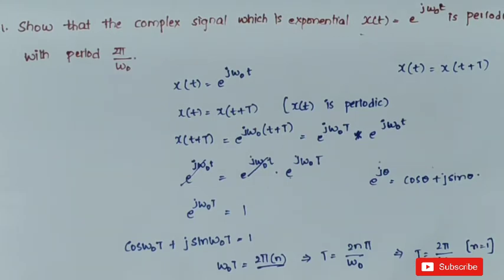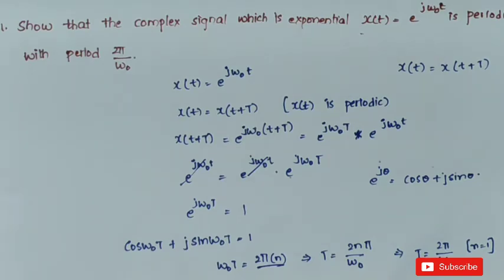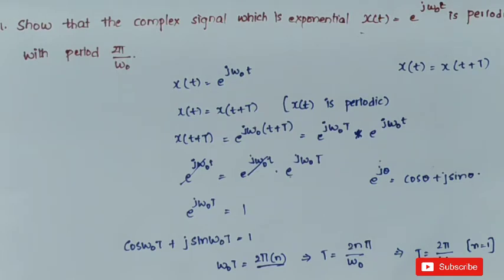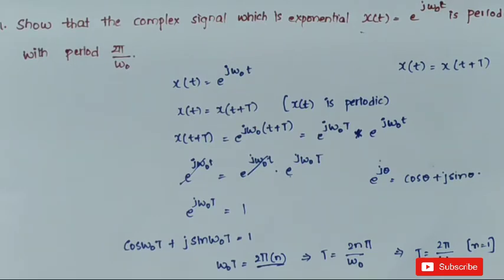We know that e power j theta is cos theta plus j sin theta. In the same way, e power j omega naught T is cos omega naught T plus j sin omega naught T, which is equal to 1. The value is equal to 1 if and only if omega naught T is equal to 2n pi. So T is equal to 2n pi by omega naught. Here in the question it is given that the period is 2 pi by omega naught. So T is equal to 2 pi by omega naught if n is equal to 1. At n equal to 1, the period is 2 pi by omega naught and it is called the fundamental period.